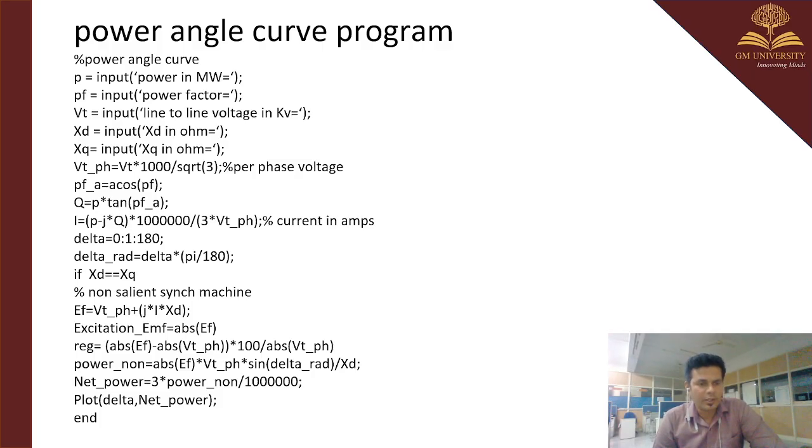You have to write the Ef equation also, that is Vt plus j into I into Xt. For excitation, we write the EMF, that is abs of Ef. For regulation, this is the formula for writing the regulation. Net power is equal to 3 into power for non-salient divided by 10 megawatt. So we have to plot: plot of delta comma net underscore power, closing the bracket, semicolon. Then we have to write end.